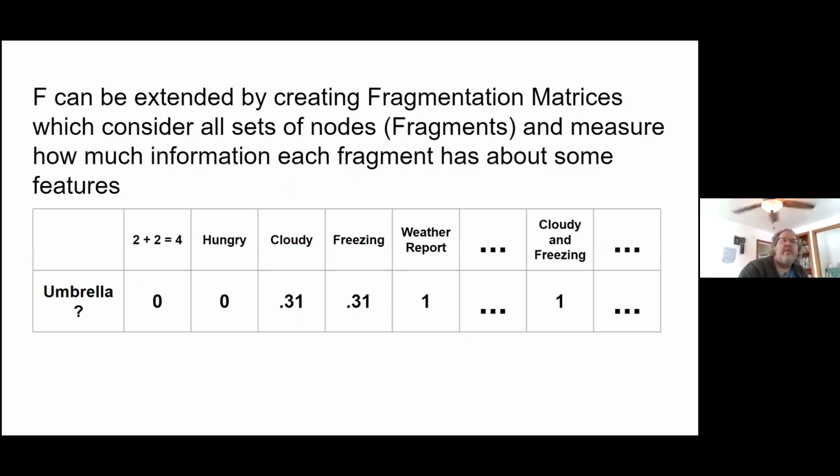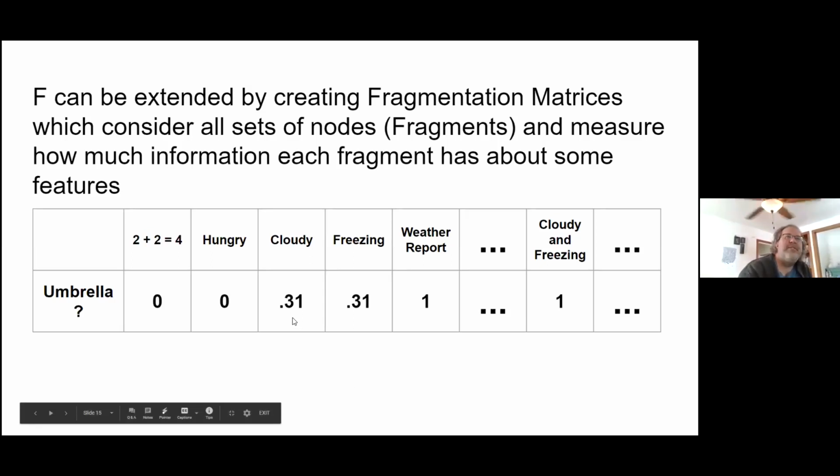Okay, so we can extend fragmentation by creating a fragmentation matrix. With a fragmentation matrix, we consider a list of salient features. In this case, the list is just one thing: do I take the umbrella? And what we can now do is measure how much each piece of information predicts about the salient feature. So 2 + 2 = 4 tells me nothing about whether or not I should take an umbrella. Whether or not I am hungry tells me nothing either. Cloudy and freezing, well, and again, I don't want to bore you with the details, but because it's an and, cloudy and freezing each tell us 0.31 bits of whether or not I should take an umbrella.